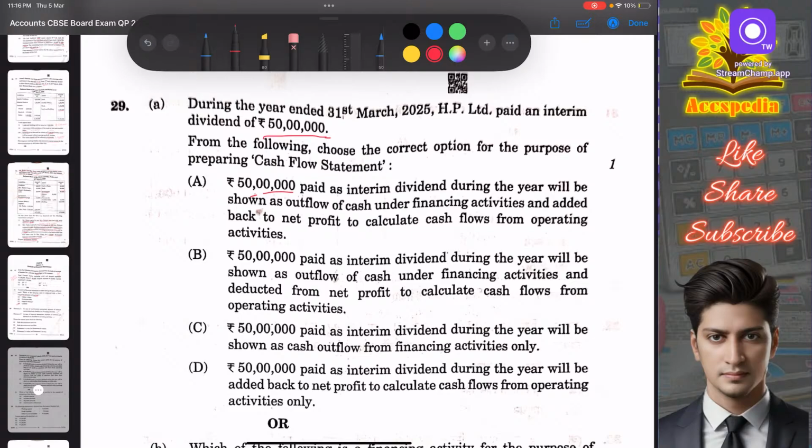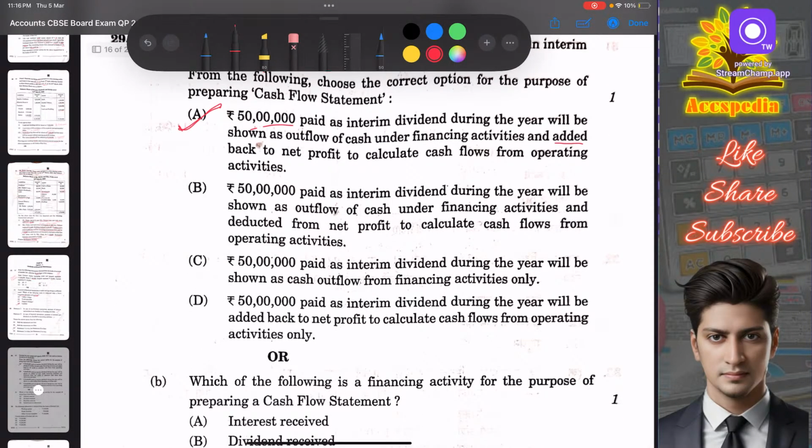One effect is the cash flow outflow of financing activity, and the other effect is, since it is a dividend that would have been deducted from surplus, you have to add it back to calculate net profit before tax and extraordinary items, and added to net profit to calculate cash flow from operating activities. So obviously this is the right answer. You need not check the remaining options, but let's check again. Outflow of cash under financing activity is correct, and deducted from net profit.